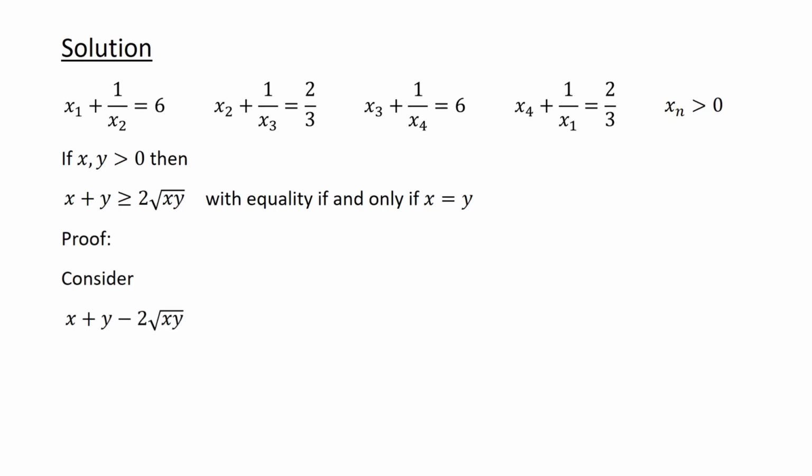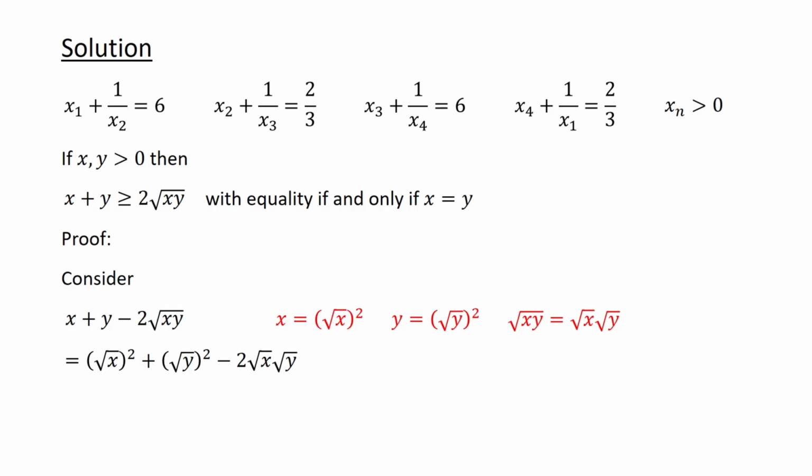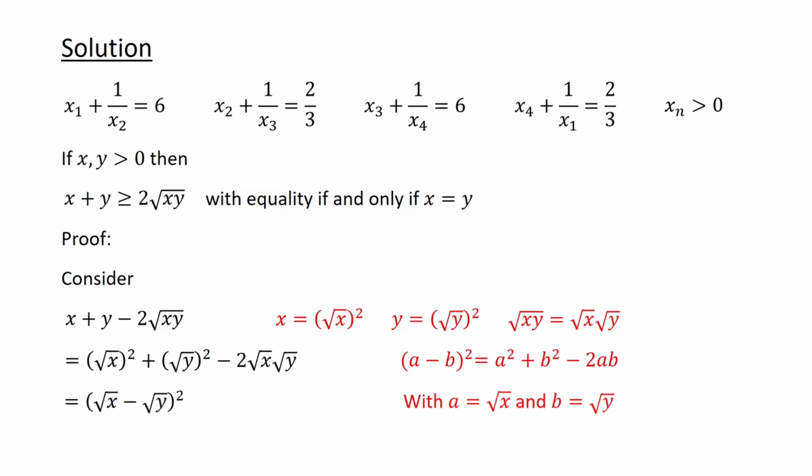For the proof, consider the expression x plus y minus 2 times square root of xy. After rewriting x as the square of square root of x, y as the square of square root of y, and square root of xy as square root of x times square root of y, we can simplify the expression by using the identity (a minus b) squared equals a squared plus b squared minus 2ab. For our case, a is square root of x, while b is square root of y. So the expression becomes (square root of x minus square root of y) squared.